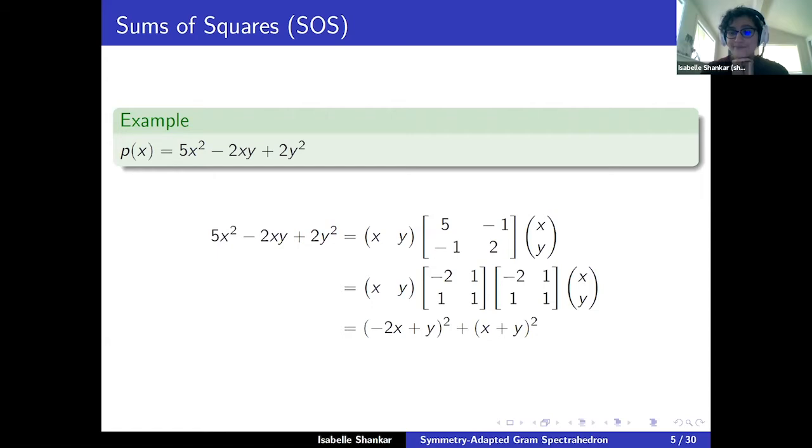Could you repeat the thing about the rank? Yeah, of course. So in this example, there was one matrix that was our Gram matrix. But there are possibly many Gram matrix representations for various polynomials, and the rank of that matrix, if it's rank 5, that means that your sums of squares decomposition will have 5 squares in it. So the rank is exactly the number of squares in your sums of squares decomposition.